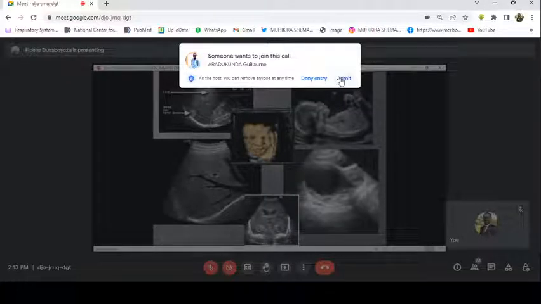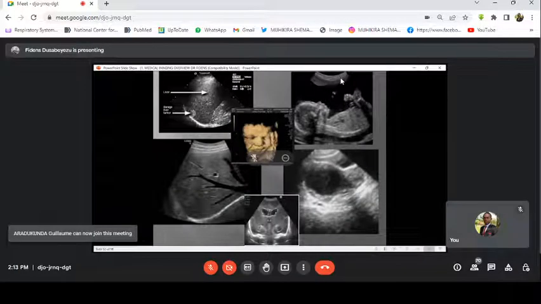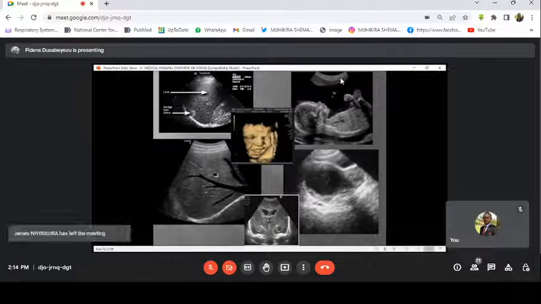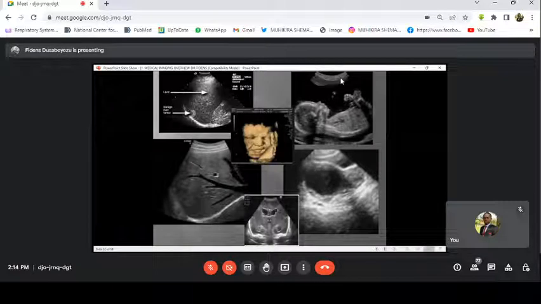Posterior acoustic enhancement is when the sound waves pass through a structure which is pure fluid, which is black, and then the structure which is behind it becomes very white, because the sound waves have passed through the fluid and been concentrated behind it. The structure behind absorbs the waves which pass through the fluid content.